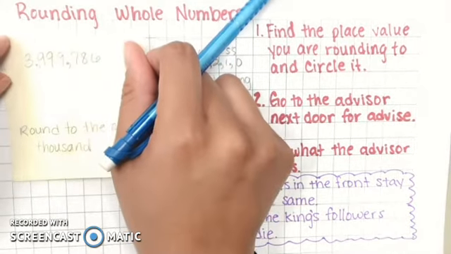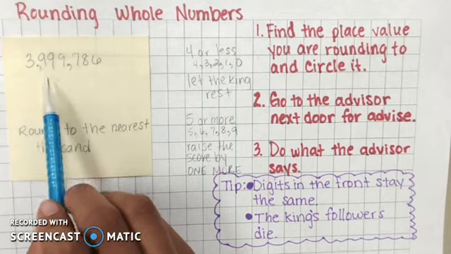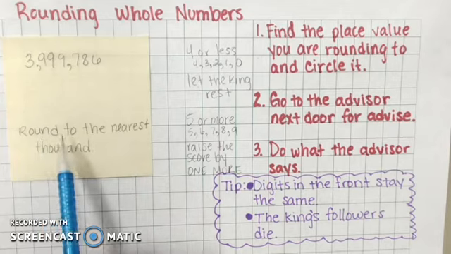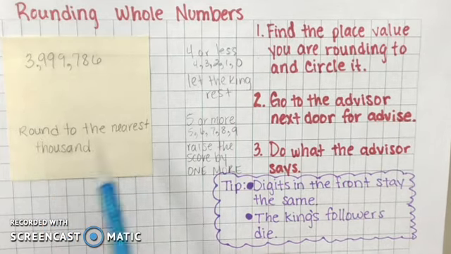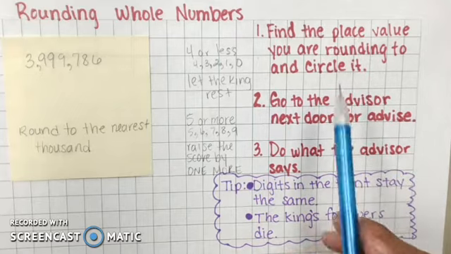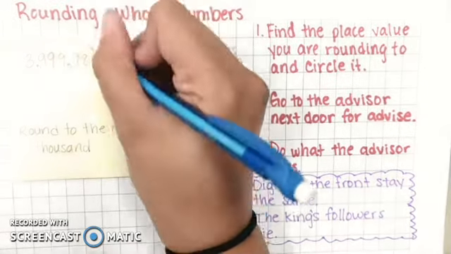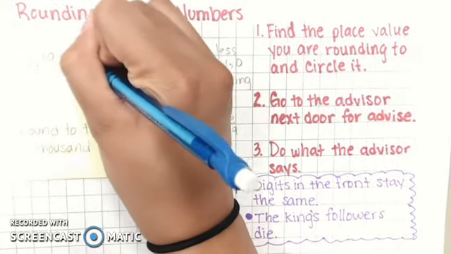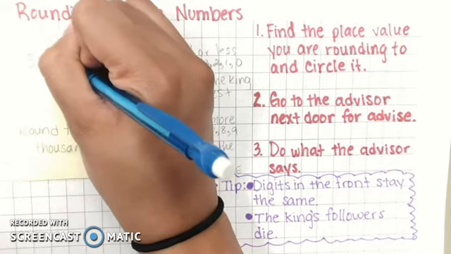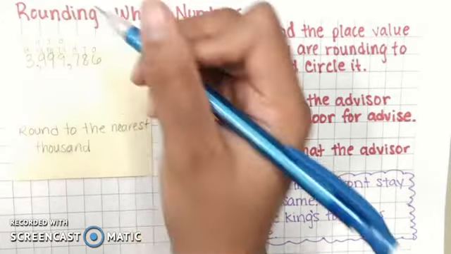Here I have another number: 3,999,786, and I'm supposed to round to the nearest thousand place. So the nearest thousand. So I'm going to go to step 1, find the place value you are rounding to, and circle it. So to do that, I need to label this, or put it in a place value chart. 1, 10, 100. This is the 1,000, 10,000, 100,000, and then my 1 million.